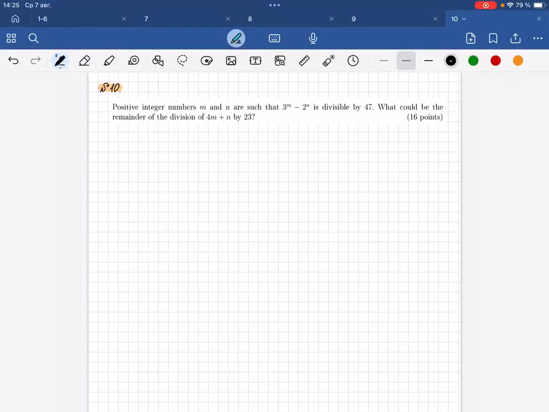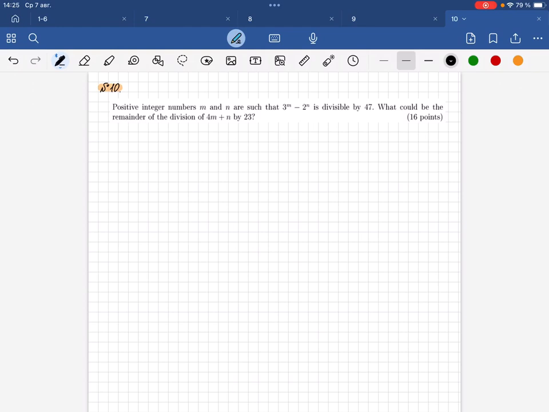Problem number 10. Positive integer numbers m and n are such that 3 to the power of m minus 2 to the power of n is divisible by 47. What could be the remainder of the division of 4m plus n by 23?